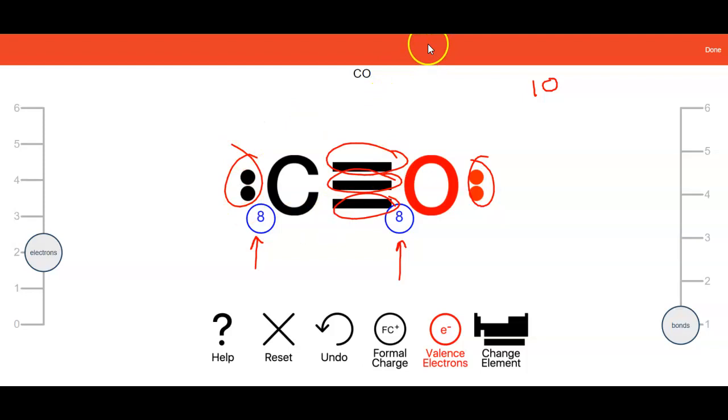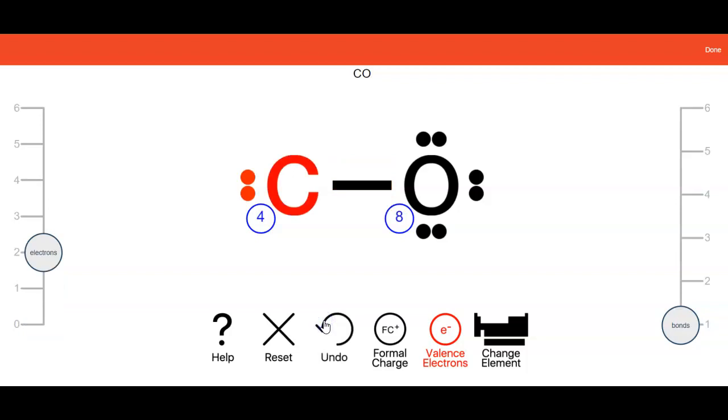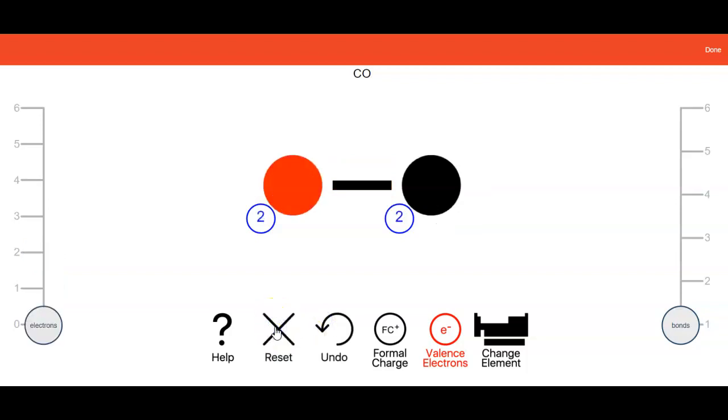Now, let's say that when you're doing this, you're like, oh, I don't like what I just did. You can just go back. And if you're like, oh, this is really wrong, you can just reset and begin at the beginning, right? And then you can do your formal charges. You can turn those on or off. So this is how we do Lewis structures in Chem 101. They take a little bit to get used to at the beginning, but it gets easier as you go.